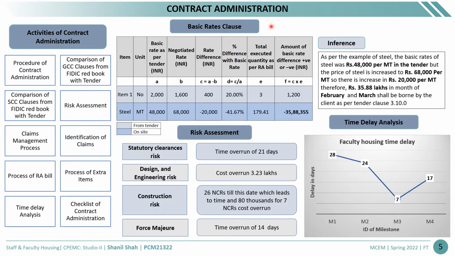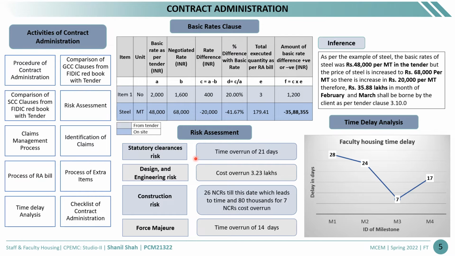First is the basic rate clause. In the tender the price of steel is 48,000, and as per on site it is 68,000, so there is a difference of 20,000. The quantity executed as per the RA bill is 179.41 metric tons. So the difference which is paid by the client to the contractor is 35 lakh. Then next is the risk assessment. Here the first risk is the statutory clearance risk.